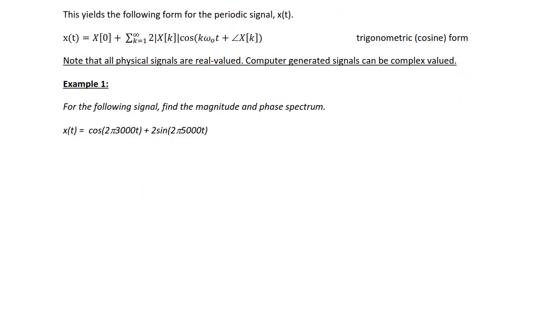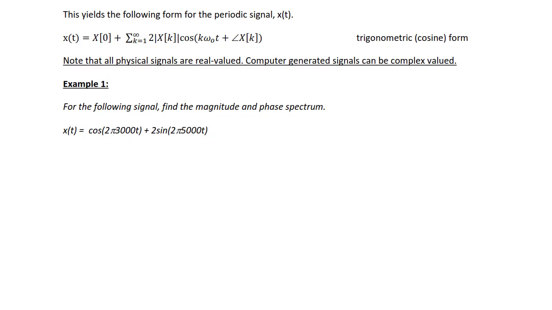This yields the following form for the periodic signal x(t). x(t) is equal to x(0) plus the summation from k equals 1 to infinity, 2 times the magnitude of x(k), cosine(k omega naught t plus the angle of x(k)). Note that all physical signals are real valued. Computer-generated signals can be complex valued, though.